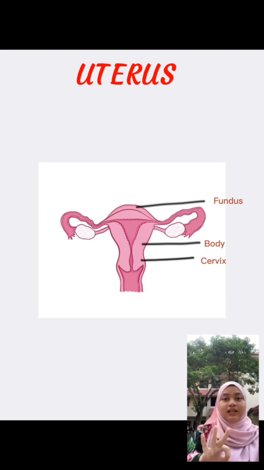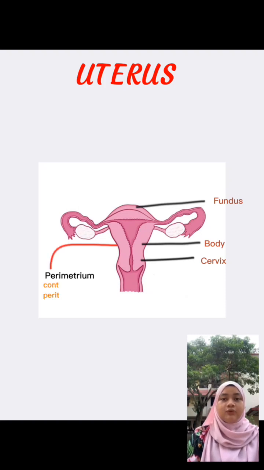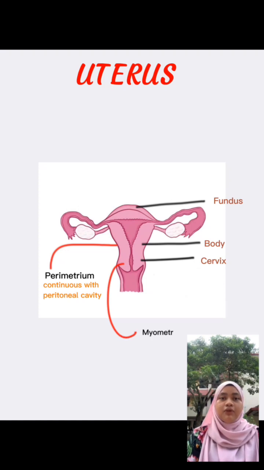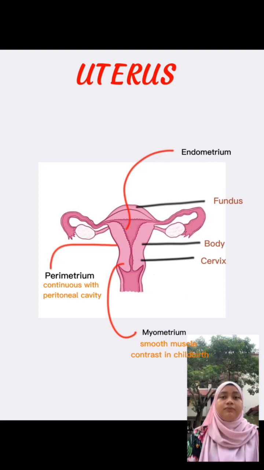The uterus has three layers. First, the perimetrium, which is continuous with the peritoneal cavity. Second, the myometrium, which is made of smooth muscle that contracts in childbirth. The third one is the endometrium, which supports the embryo during early development.